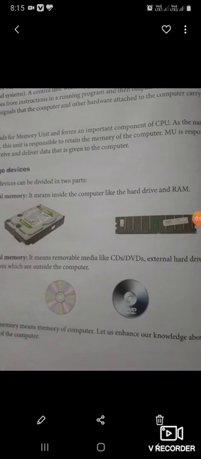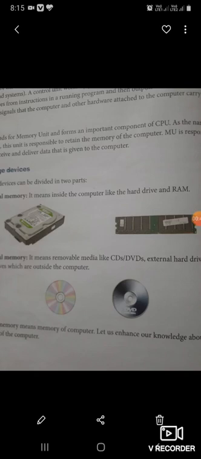Storage devices. Storage devices are the devices that are used to store data, either while working on a computer or to store it permanently. They can store data temporarily and permanently both. Now they are categorized into two parts: internal storage devices and external storage devices. Internal storage devices are the hard disk and RAM. These two are the internal storage devices, while CD, DVD, pen drive, and memory card are the external storage devices.